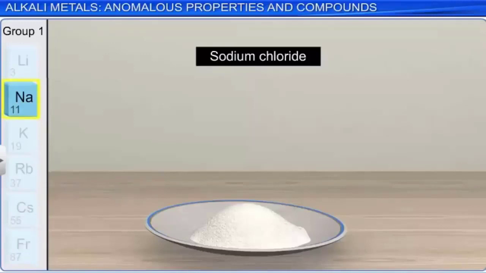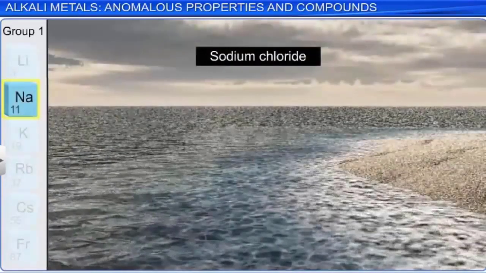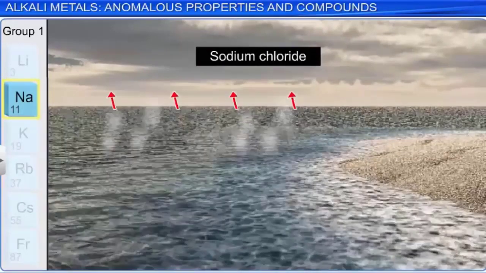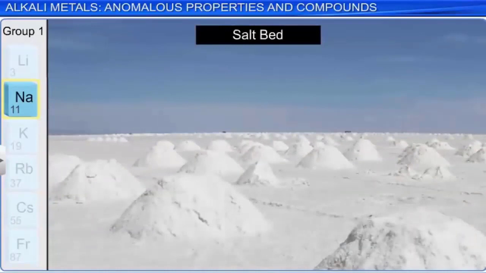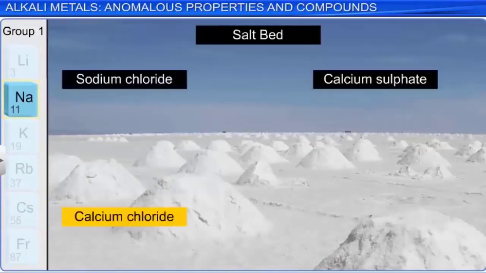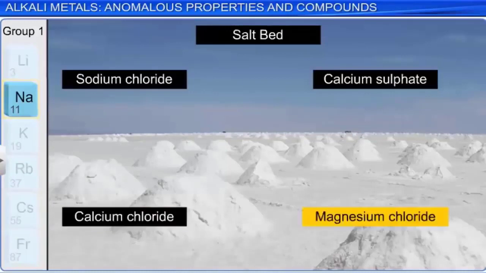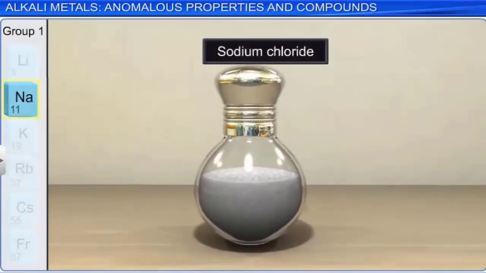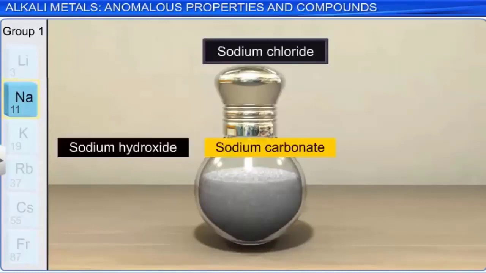Sodium chloride is another important compound of sodium. Seawater is an important source of sodium chloride. When seawater is evaporated, it leaves behind crude sodium chloride, which contains several impurities including calcium sulfate, calcium chloride and magnesium chloride. Sodium chloride is commonly used as table salt and in the preparation of other compounds that contain sodium, such as sodium hydroxide, sodium carbonate, and sodium peroxide.